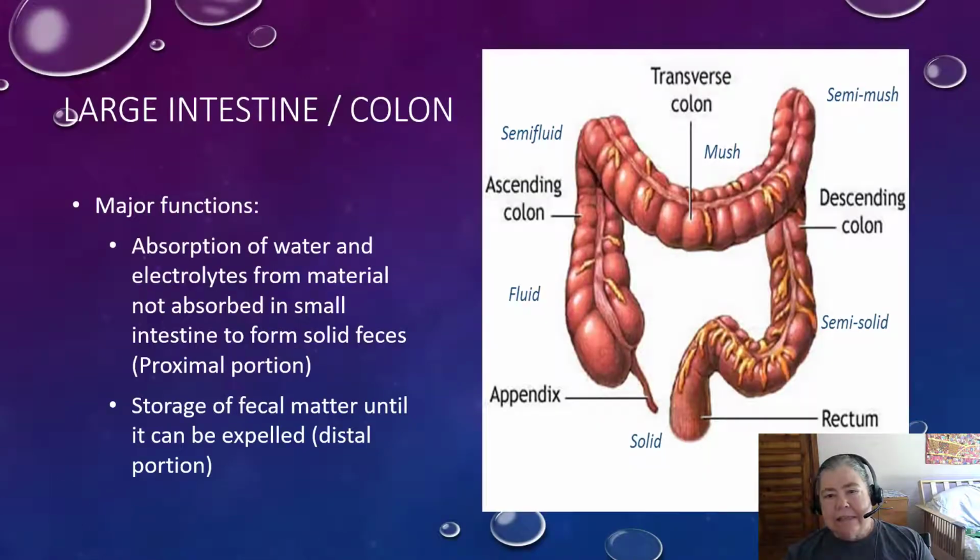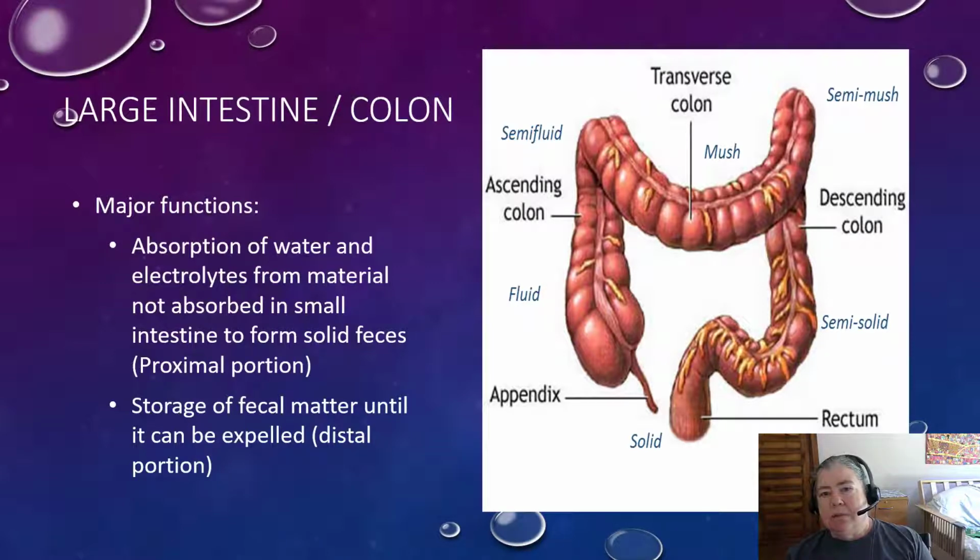We've gotten to the large intestine. The large intestine functions primarily to absorb water and electrolytes that are left in the material that's been extruded through the ileocecal valve out of the small intestine into the large intestine. And this allows that liquid material to be converted into solid feces in the proximal portion of the large intestine. And the large intestine, particularly the descending colon and rectum, also stores fecal matter until it can be expelled.